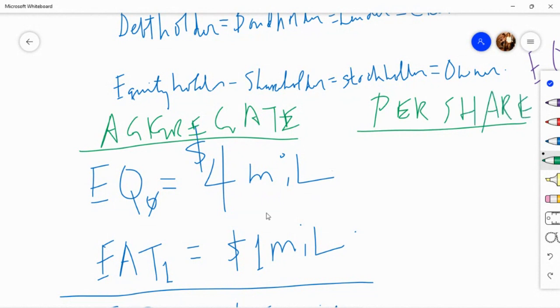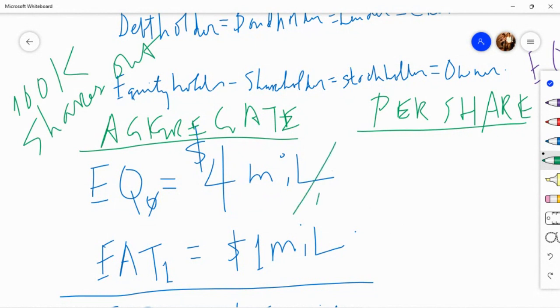Now, assuming 100,000 shares outstanding, if you divide this by 100K, that will give you the per share value. Isn't that right? So the equity value at time zero was 4 million, but per share, it will be simply what then? $40, isn't that right? 4 million divided by 100K, $40.